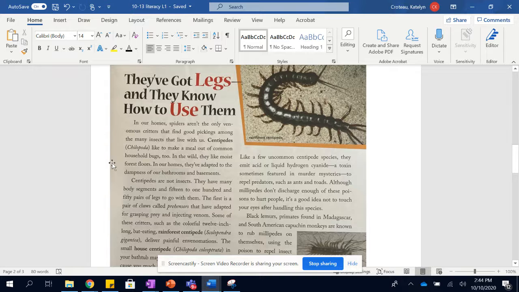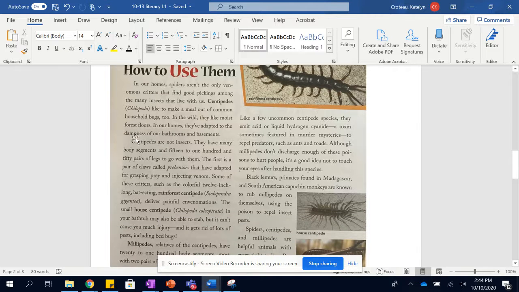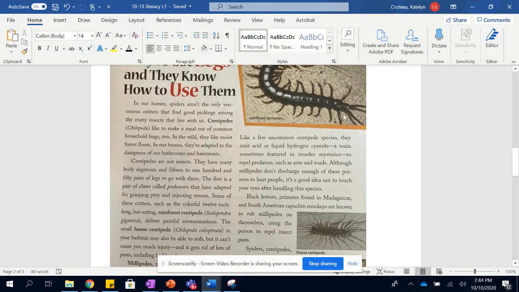In the wild, they like moist, that's like wet, forest floors. In our homes, they've adapted to the wetness of our bathrooms and basements. Centipedes are not insects. They have many body segments, that's little parts or pieces, as you can see in the photo. Each little one of these, where there's like a break, is a segment, okay? And 15 to 150 pairs of legs to go with them.